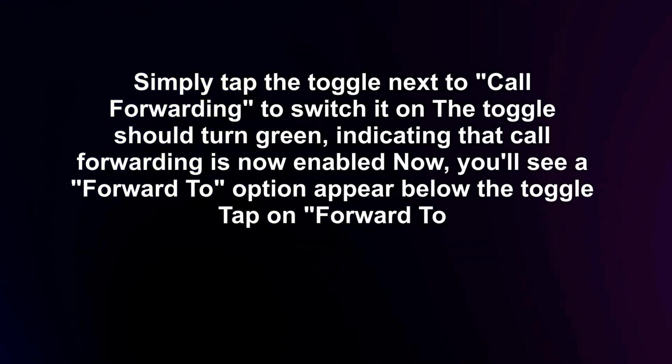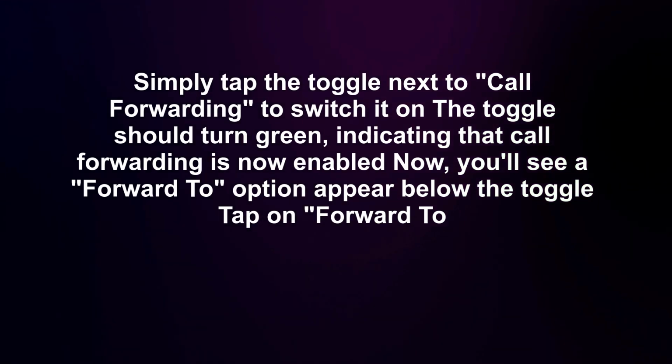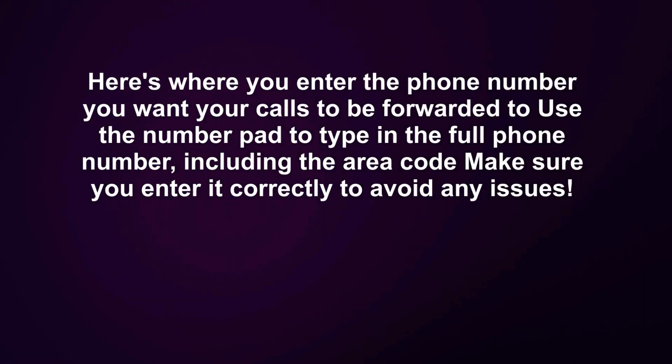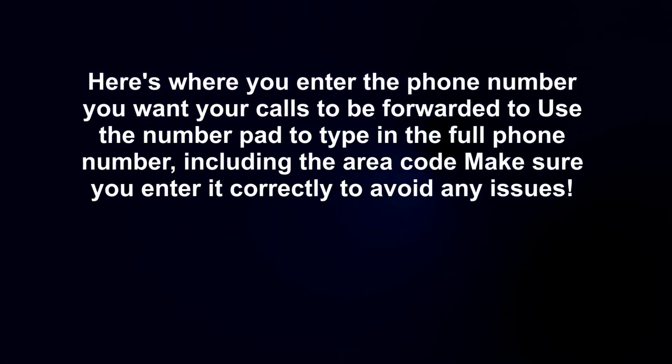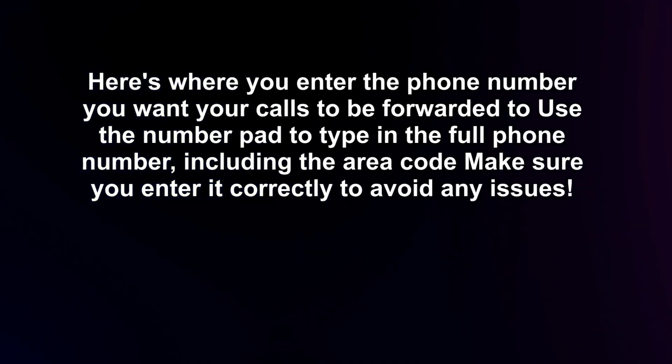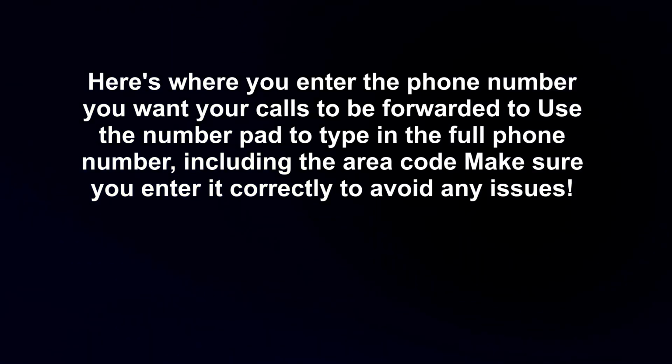Now, you'll see a Forward to option appear below the toggle. Tap on Forward to. Here's where you enter the phone number you want your calls to be forwarded to. Use the number pad to type in the full phone number, including the area code. Make sure you enter it correctly to avoid any issues.